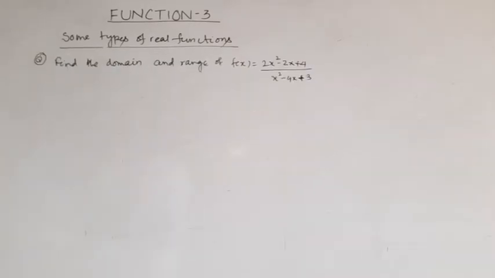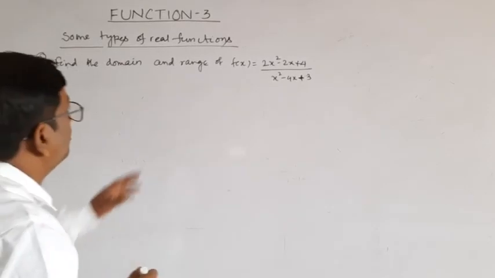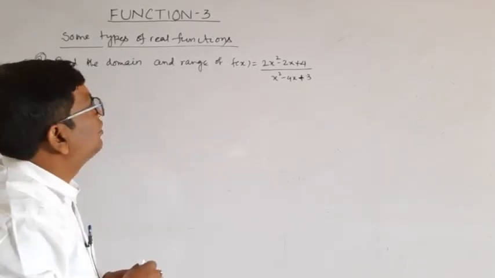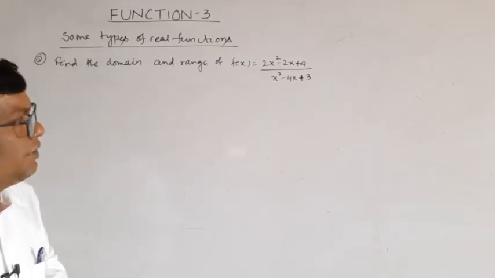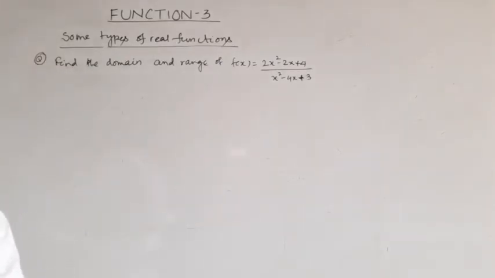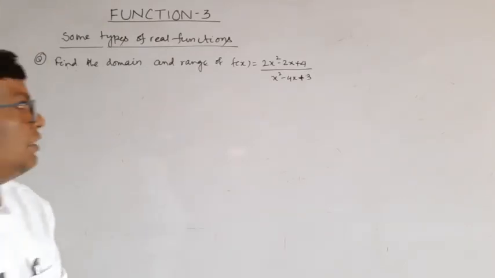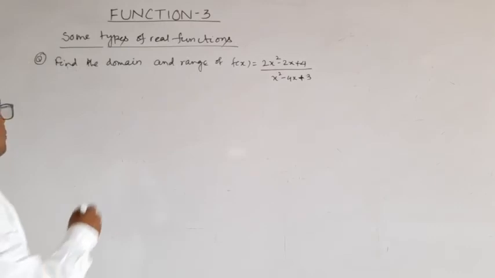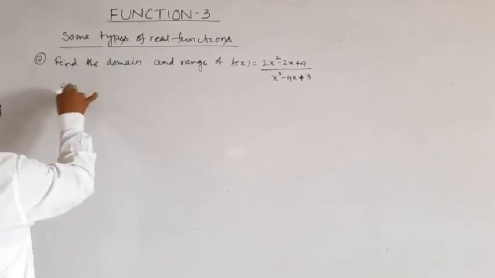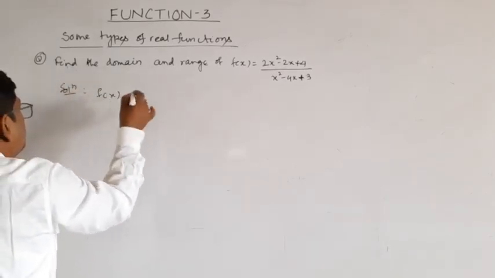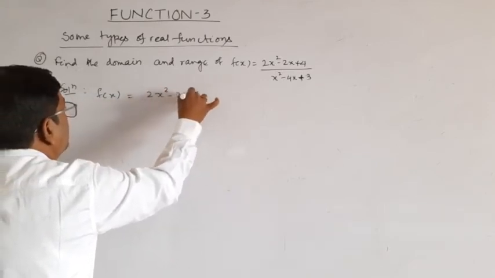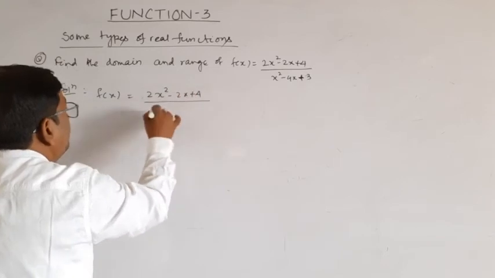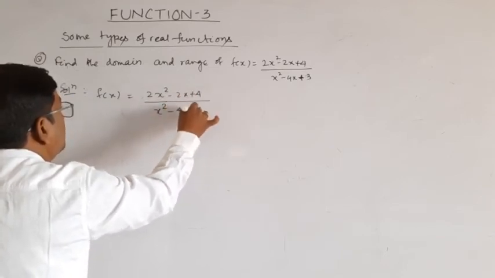Question: find the domain and range of the rational function f of x equal to 2x square minus 2x plus 4 divided by x square minus 4x plus 3. This is the question. Solution: f of x is equal to 2x square minus 2x plus 4 divided by x square minus 4x plus 3.